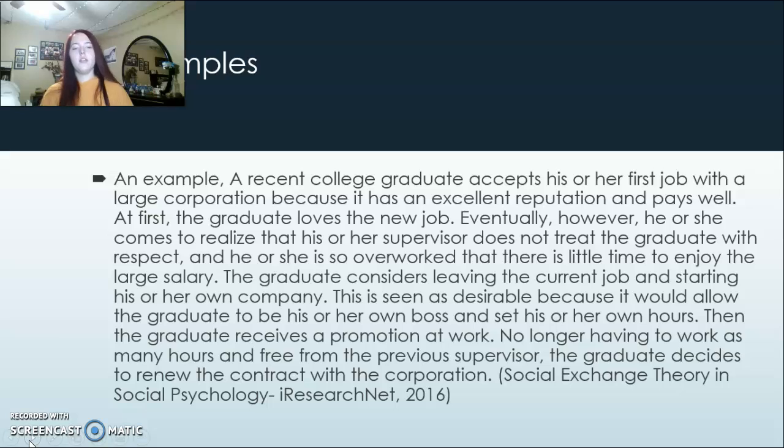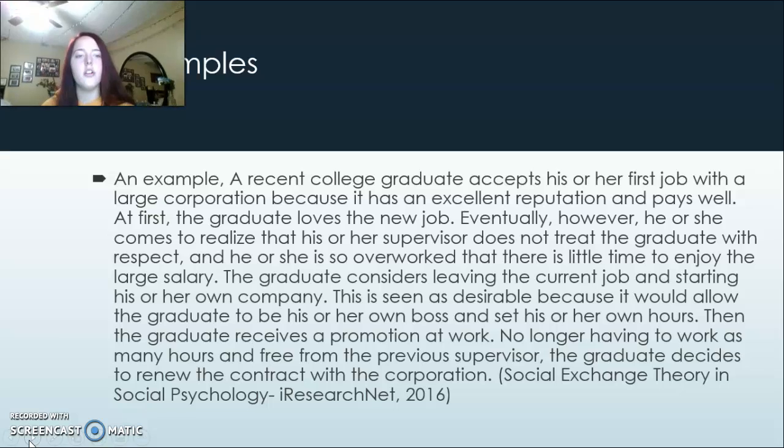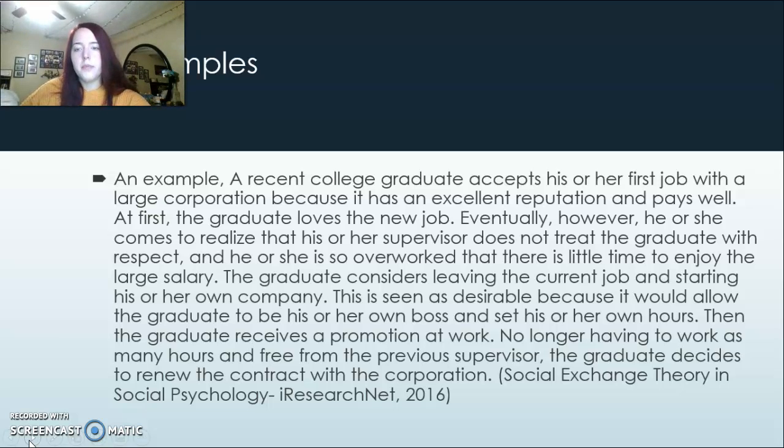An example I got from Social Exchange Theory, Social Psychology, iResearchNet, 2016: a recent college graduate accepts his or her first job with a large corporation because it has an excellent reputation and pays well. At first, the graduate loves the new job. Eventually, however, he or she comes to realize that the supervisor does not treat the graduate with respect, and he or she is so overworked that there is little time to enjoy the large salary. The graduate considers leaving the current job and starting his or her own company. This is seen as desirable. It would allow him or her to be his or her own boss and set his or her own hours.